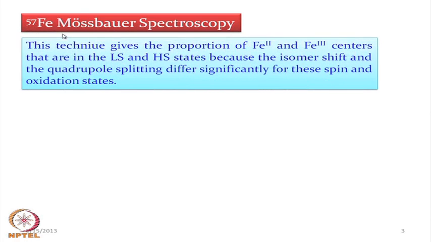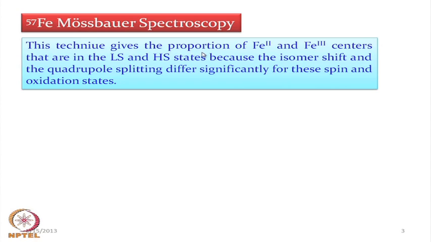So, the third technique, after the magnetic moment and X-ray, will be Mossbauer spectroscopy. Mossbauer spectroscopy is very useful if we have an iron compound. If we have iron, whether that particular complex is in the low spin or the high spin can be very nicely tackled with a Mossbauer spectrometer. It can be utilized for this particular isotope of iron, 57 iron, which is Mossbauer sensitive.